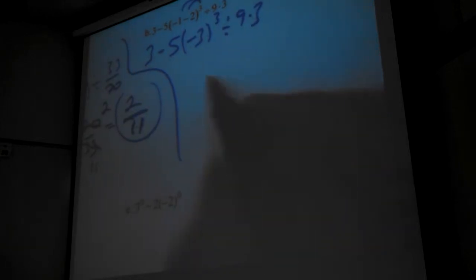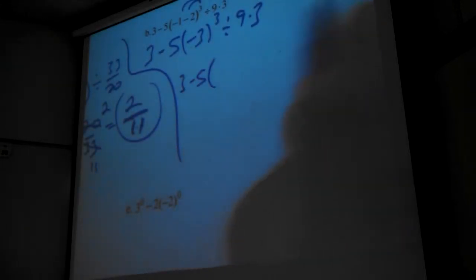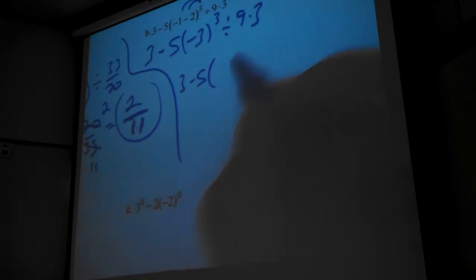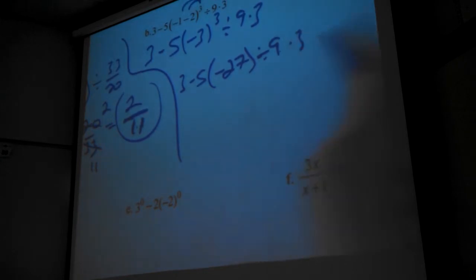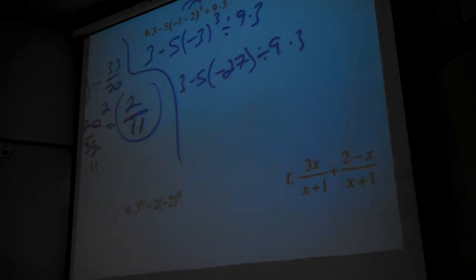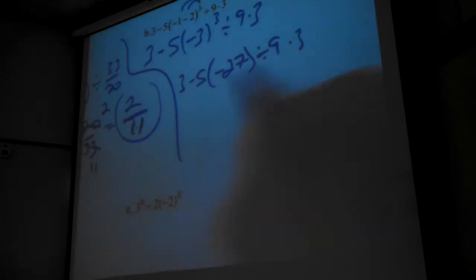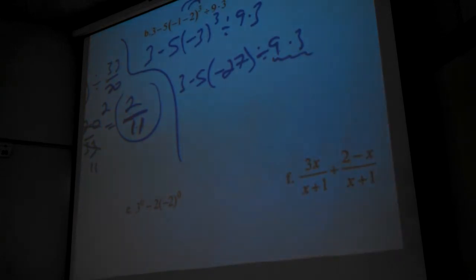What's negative 3 cubed? Negative 27. Why is it negative? If I have 3 negatives, 2 of them cancel. 2 cancel, 1's left. It's still negative. 3 negatives is still negative. But now what happens? The most common mistake is people will get 27.